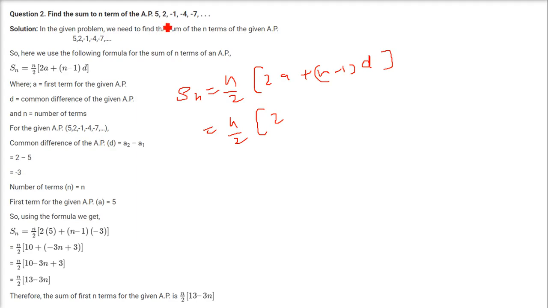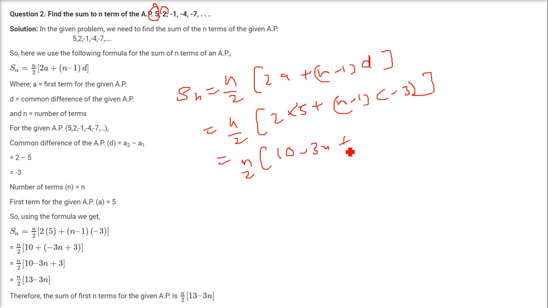2a, a is what? Oh, a is 5. a is 5 plus n minus 1 into d. What is d? 2 minus 5, that is minus 3. So n by 2, and we have 10, and this is minus 3n plus 3. This is going to be n by 2, 10 plus 3 is 13, 13 minus 3n. This is going to be the result actually. This is the result.